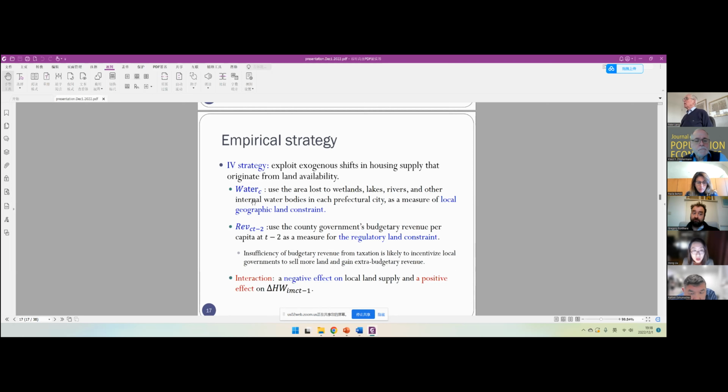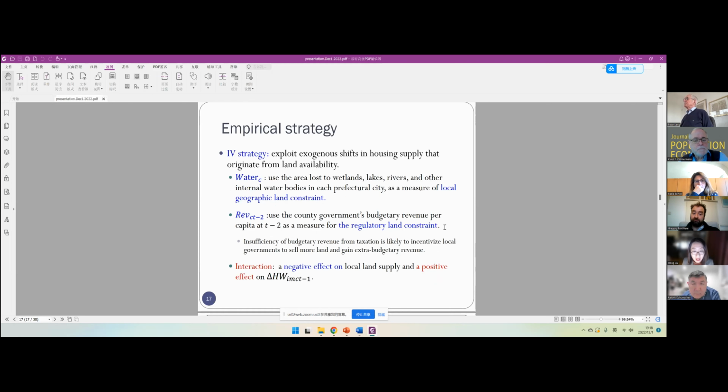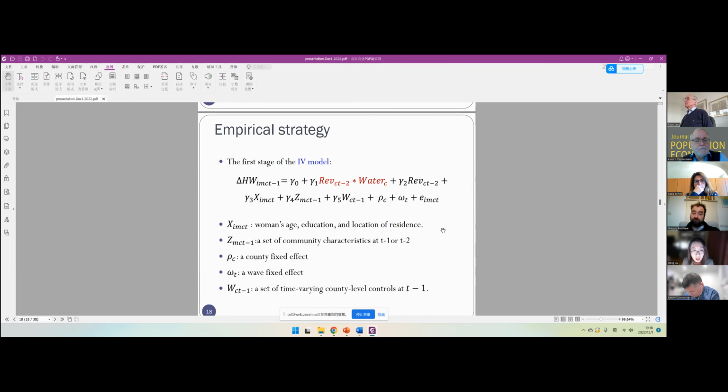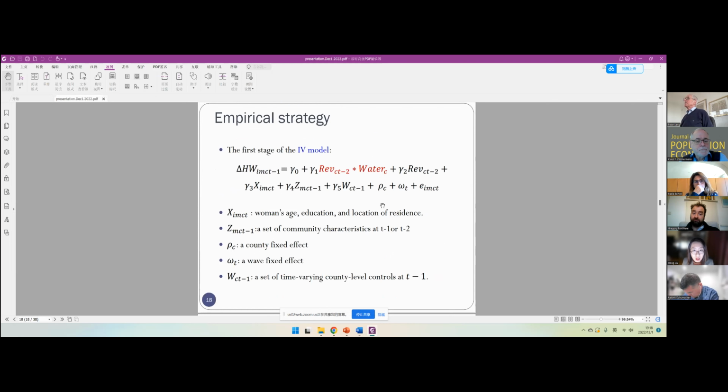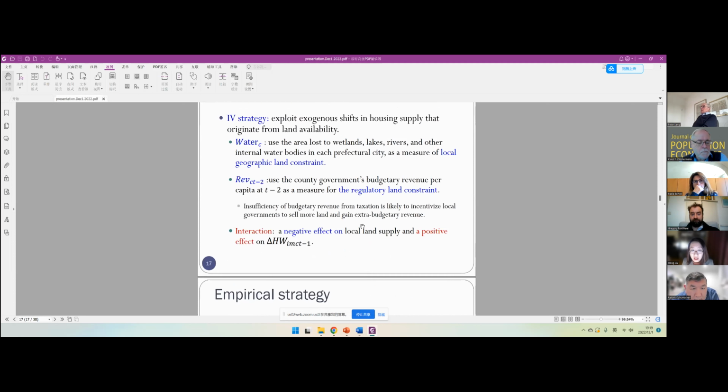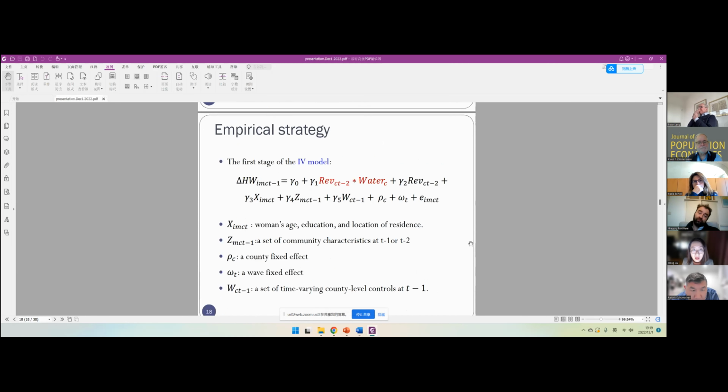So we use the interaction between these two variables as the instrument for the change of home value. We control for the direct effect of these two variables, and the water is absorbed by the county fixed effect. And we expect a negative effect of this interaction on local land supply, and a positive effect on the change of home value.